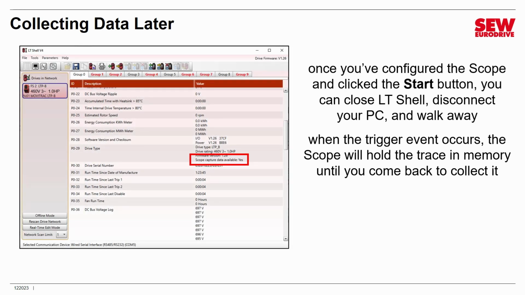How do you know if there's a trace waiting for you? Well, connect up to your VFD with LT Shell, scan in. If you go to parameter group 0 and look at parameters 0-29, you will notice there's a line there that says scope capture data available. And in this case, it says yes. That means there's a trace in memory waiting for you. If it says no, obviously there isn't.